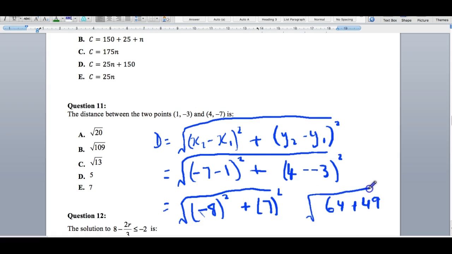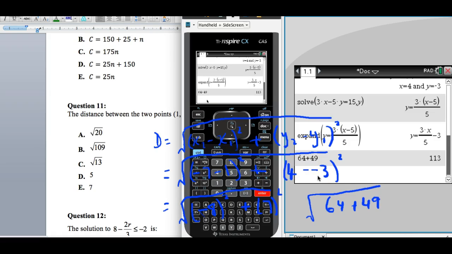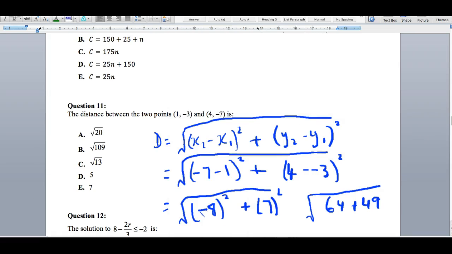I think I may have made a mistake somewhere. Let's just check on the calculator. Okay, 64 plus 49. So where did I go wrong? Let me just pause it for a sec because I could have written the formula down incorrectly. Okay, so the formula is correct. I actually realized what I did wrong. I hope when you're watching that you actually realize where I went wrong.